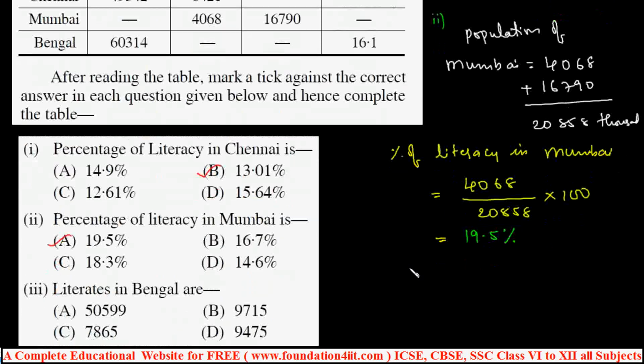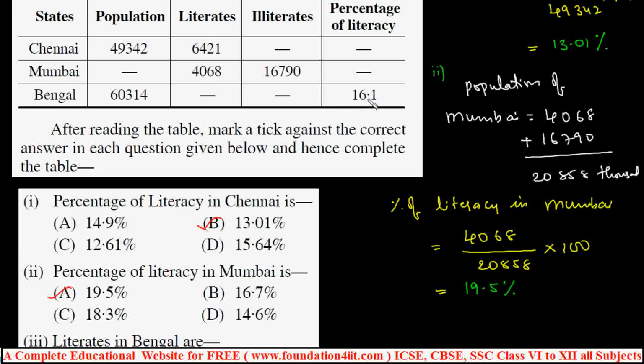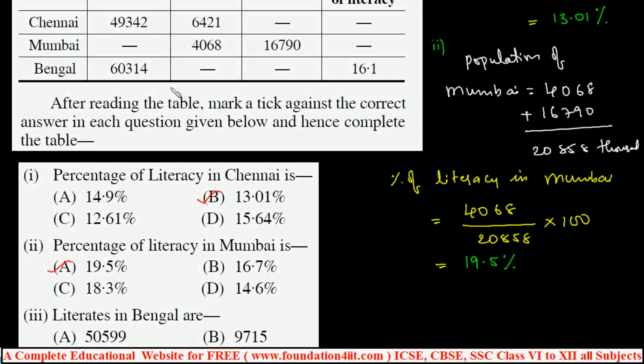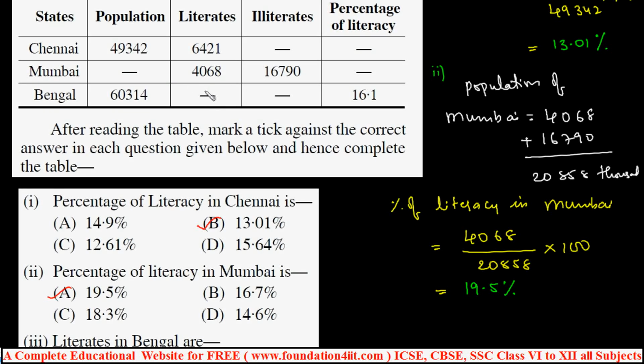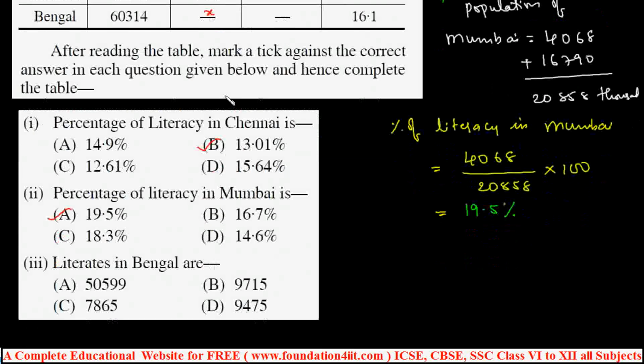And next, the third one, literates in Bengal. So in Bengal, how many literates? But when it comes to Bengal, they give the literacy percentage and the population is given. So the number of literates in Bengal is not given. So let it be some x. I count the formula that you can write.